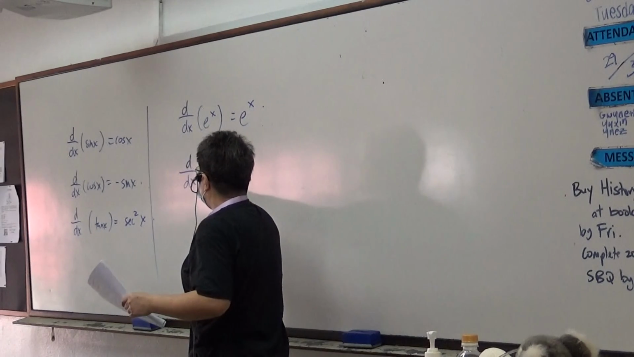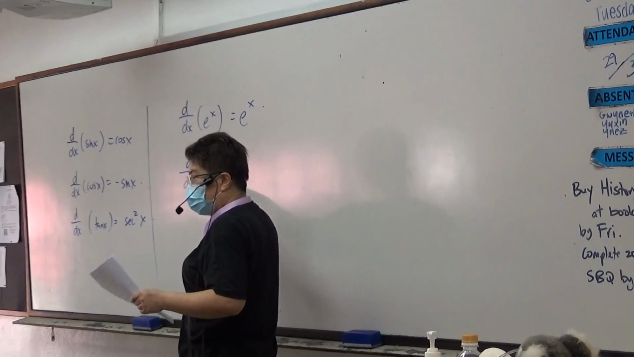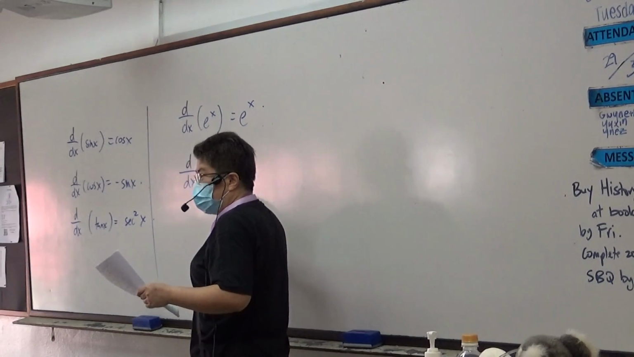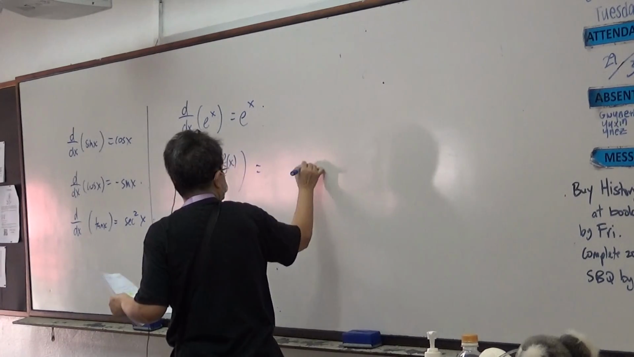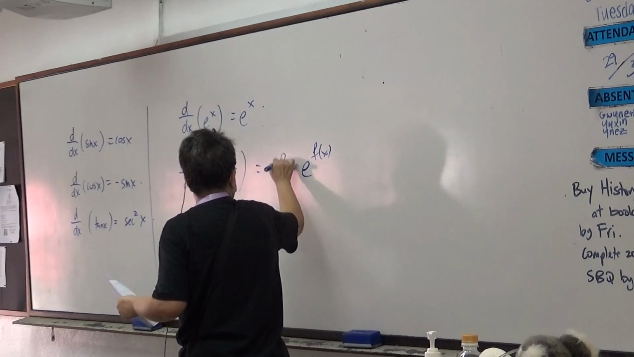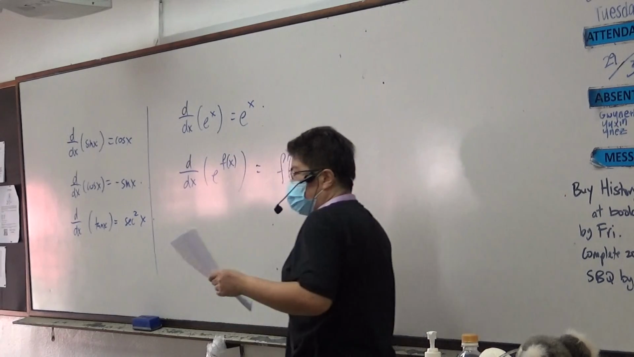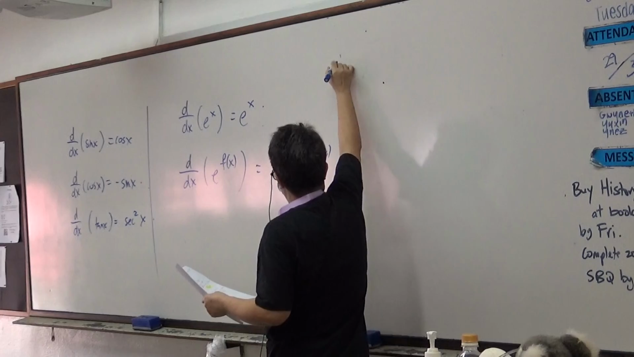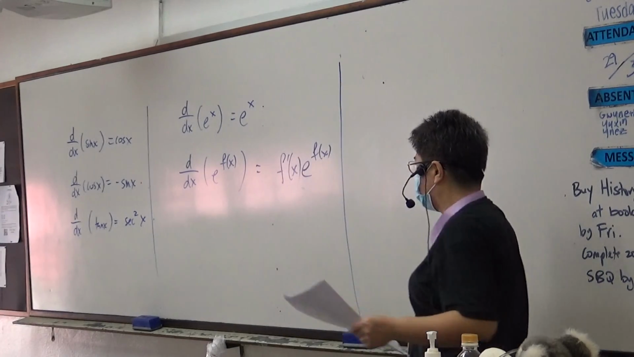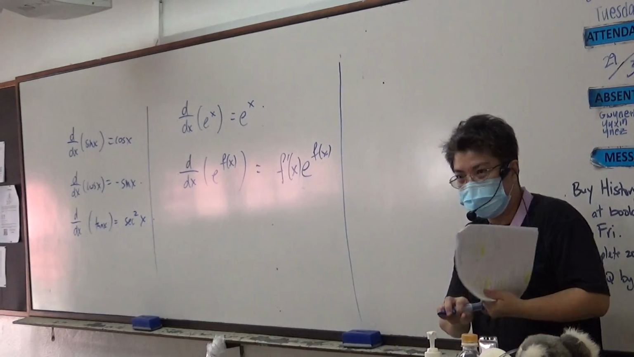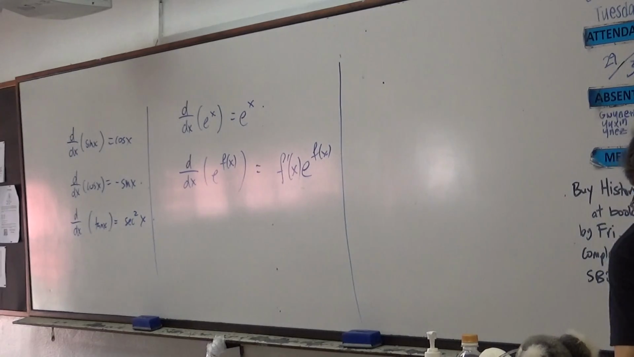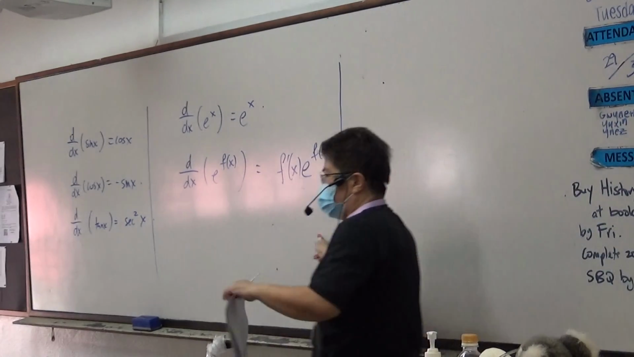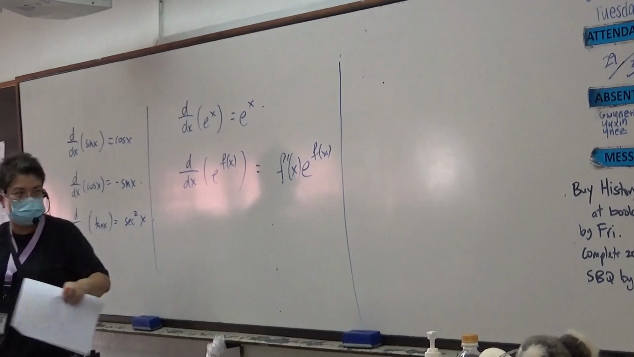If you differentiate e to the power of some algebra, what do you do? You write e to the something first, then you times the differentiation. You write this down first, I'll show you what it means. Now, what does this second part mean? All of you look up, I'll give you an example.